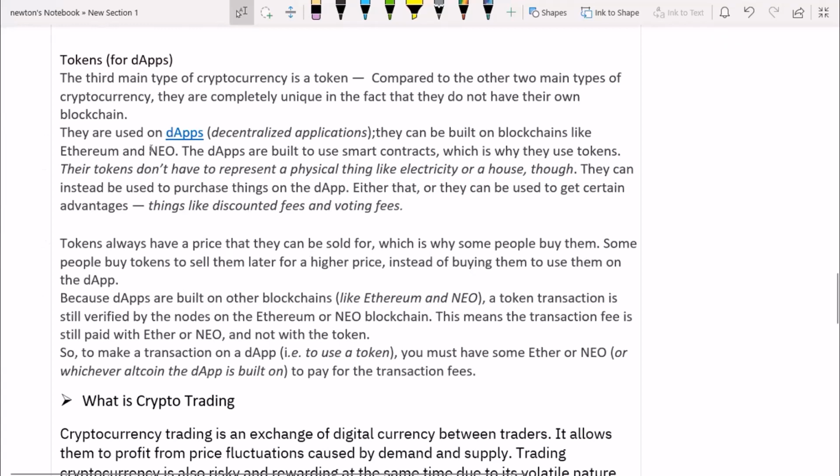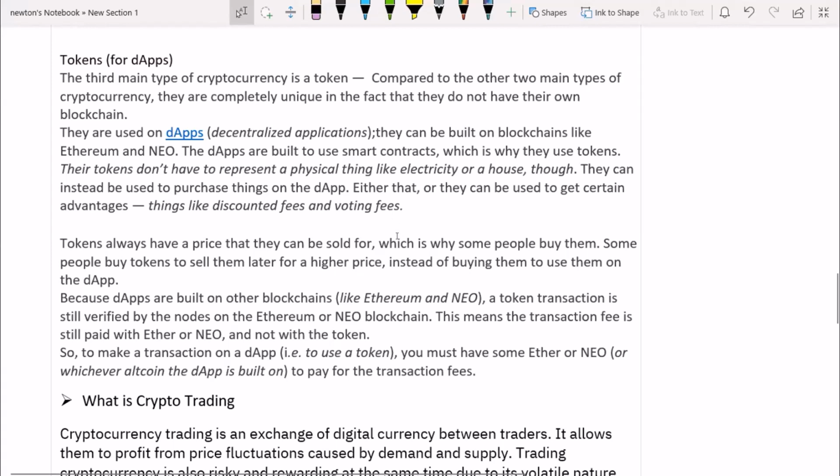And what are dApps? dApps simply means decentralized applications, and these applications are built on blockchains. They don't have their own blockchains, but they are built on blockchains, and these blockchains include Ethereum, like I told you. Ethereum has its own blockchain, Neo has its own blockchain, even Solana has its own blockchain. So these are tokens that are built on other coins' blockchains. They don't have their own personal blockchain, and hence they are referred to as tokens.